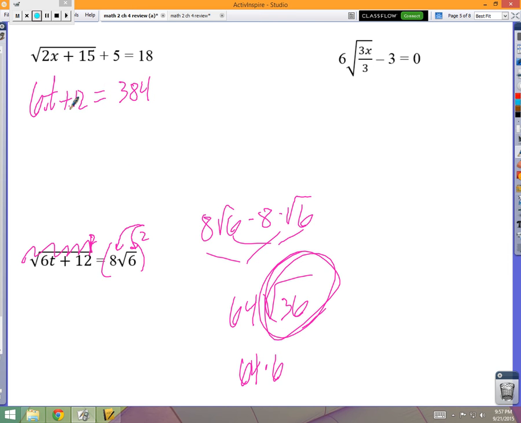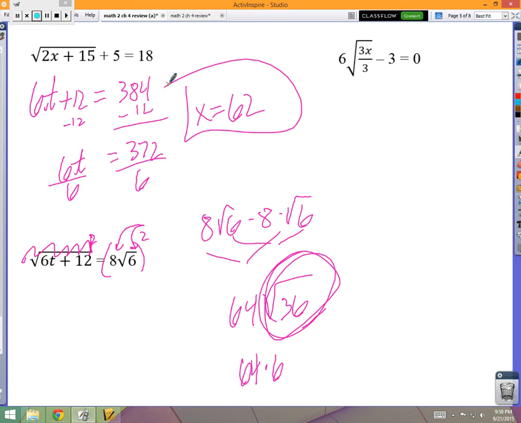Now you undo the plus 12, so minus 12, minus 12. 384 minus 12 is 372. On the left, we got 6t. Undo the times 6, so divide 6, divide 6. So 372 divided by 6, t is 62.